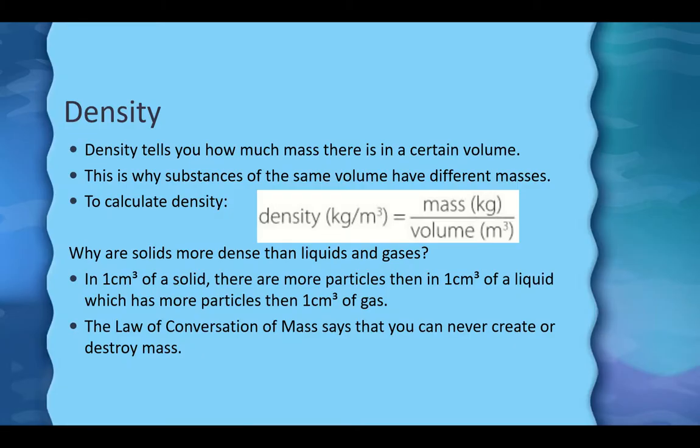So density tells you how much mass there is in a certain volume, and it's why some substances which are the same volume have different masses. It's because they have different densities. So to calculate it, you do mass divided by volume, and the units are kilograms divided by meters cubed. So that's another way you can remember the equation. And solids are more dense than liquids and gases because if you think about how the particles are arranged, there's more particles in a certain area of a solid.